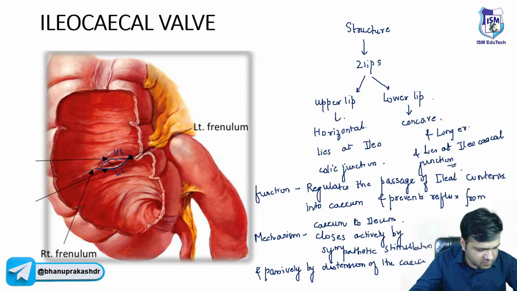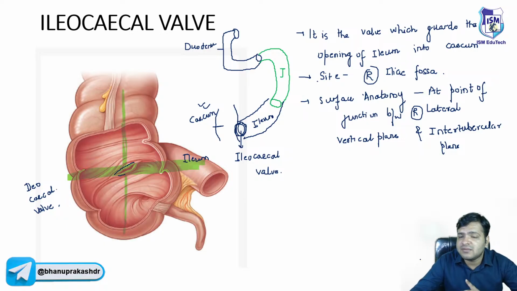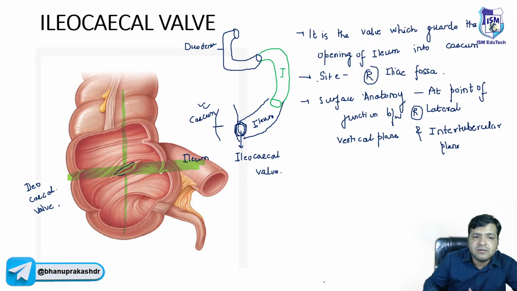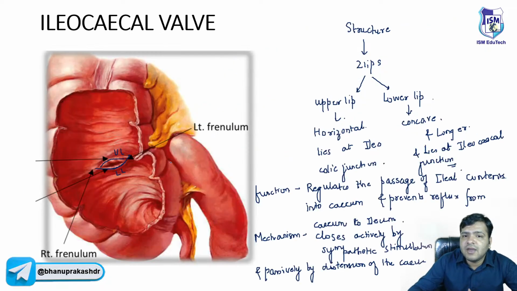Okay. So yes, I hope this particular point is clear to each and everyone. For the ileocecal valve, we have talked about the surface anatomy, that it is lying between the vertical plane and the intertubercular plane. We have talked about the structure, function, mechanism, everything. So I hope this is clear.